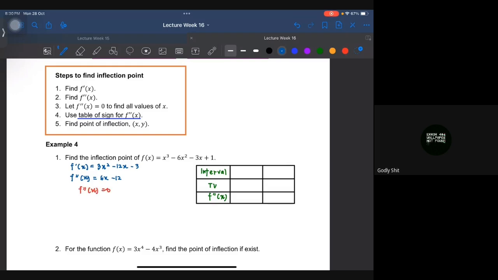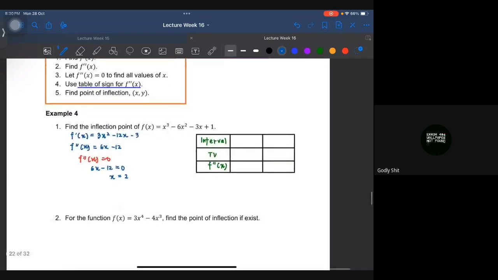Right, so kita akan ambil 6x minus 12 equal to 0. Okay, so simplify from here, awak akan terus dapat x equal to 2. Okay, jom. Madam nak terus cari dia punya nilai y. So, when x equal to 2, awak akan dapat y is equal to negative 21.